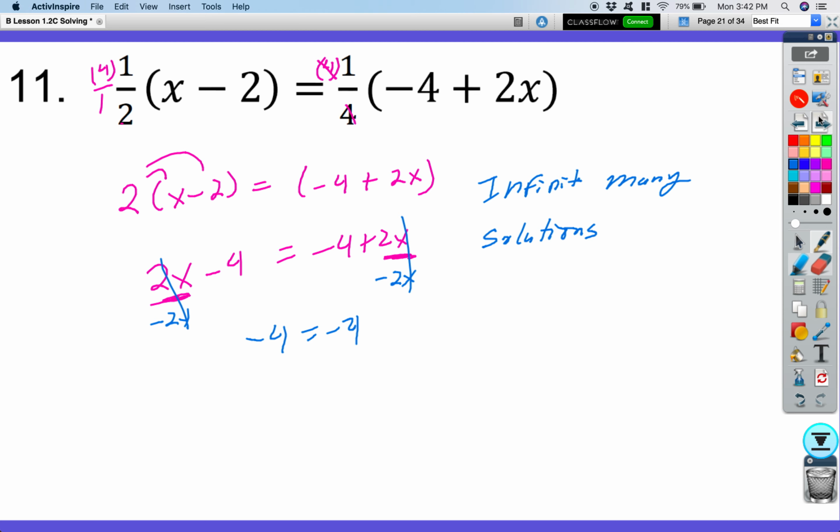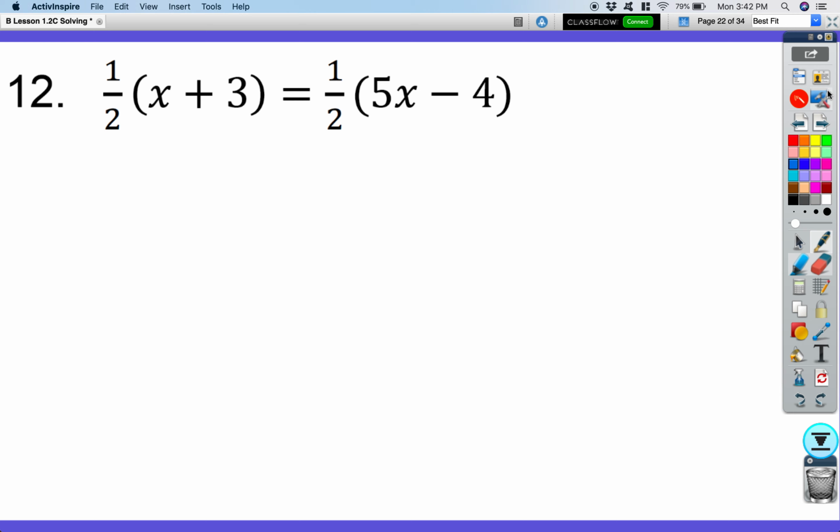All right, on to the next one now. Over here, same idea now, guys. What I would do is I would multiply both sides by 2. Those would cancel. I would be left with x plus 3 is equal to 5x minus 4. I want you to notice this one will have a solution. I can tell because on the left side there's only 1x and on the right side there's 5x.